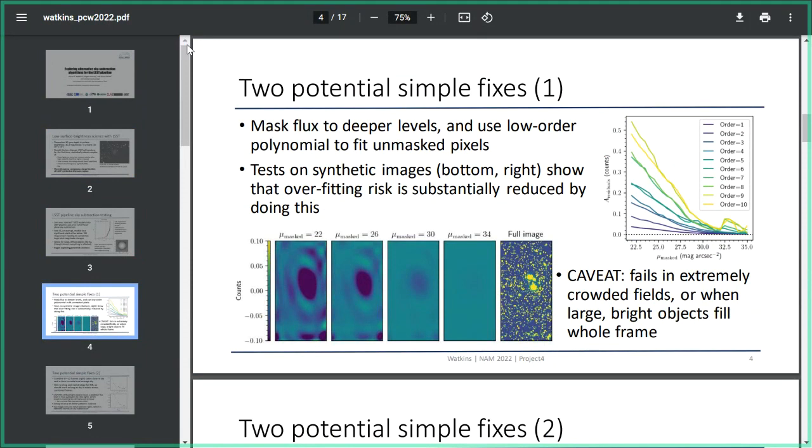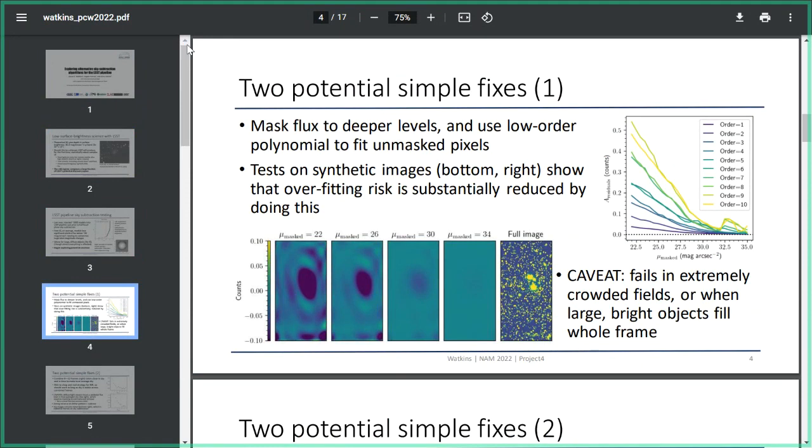The bottom panels are showing what happens if you have a flat sky in your image and then you purposely overfit that sky with a 10th order polynomial. The image on the right is the fake image I was using. The 4 images on the left are the residuals of a sky subtraction for different mask depths. So down to 22 mags per square arc second on the left, and then masking down to 34 mags per square arc second on the right. You can see that if you have a shallow mask and you use a 10th order fit on a flat sky, you get these strong over-subtraction divots around bright extended objects like galaxies.